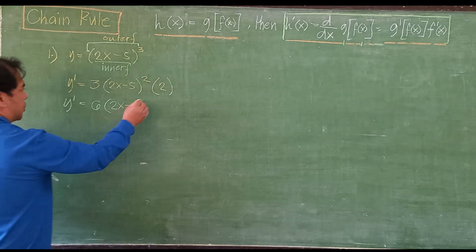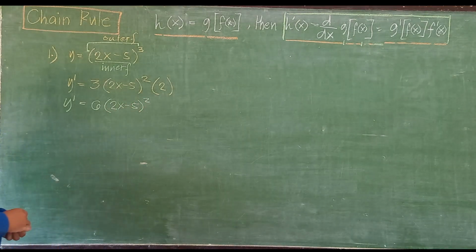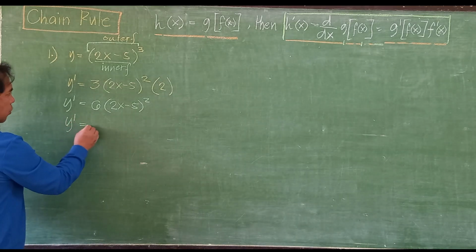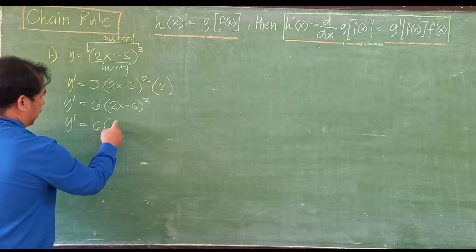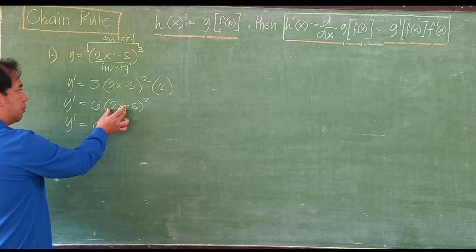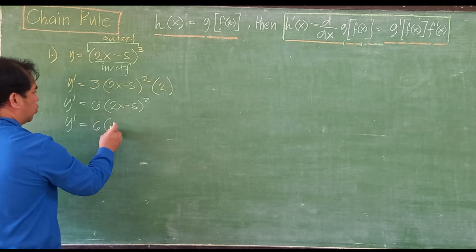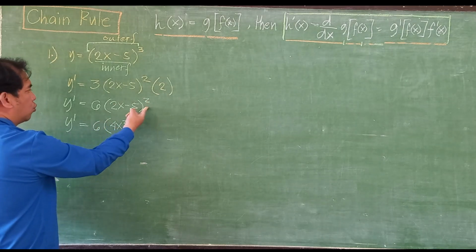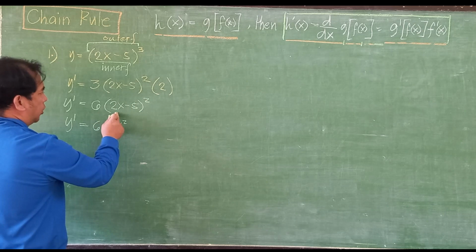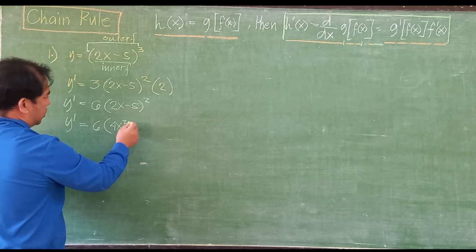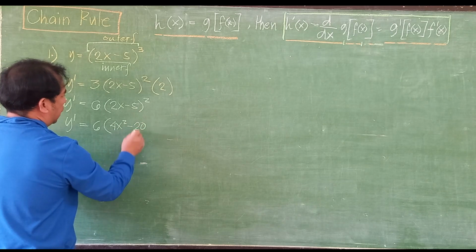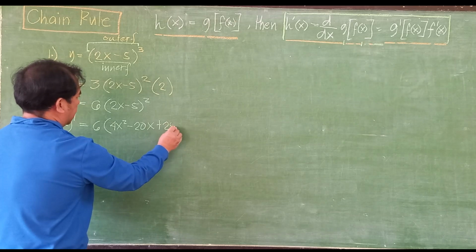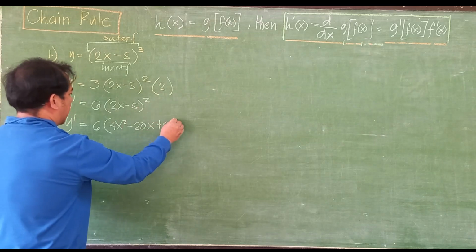Now, if this is the derivative, you can still expand this one. So y prime is equal to 6 multiplied by the expansion. What is the first term of our trinomial? That is 2x raised to 2, which is 4x squared. What is the middle term? 2 multiplied by 2 is 4, multiplied by 5, that is negative 20x. And what is our last term? That is positive 25, 5 raised to the second power.